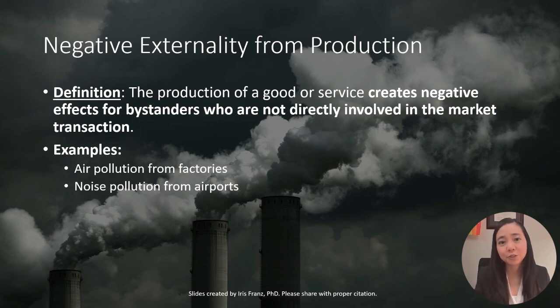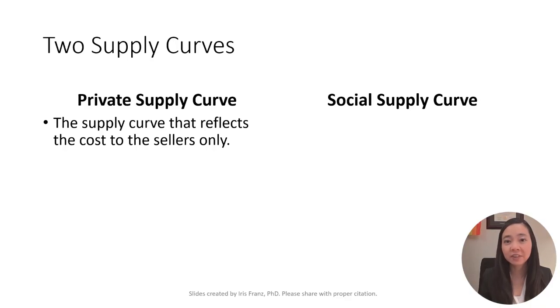Another example is noise pollution from airports. Air travel benefits passengers and airlines, but people living near airports endure noise that they are not compensated for. Because the external costs are ignored by producers, markets tend to overproduce goods and services that generate negative externalities from production.